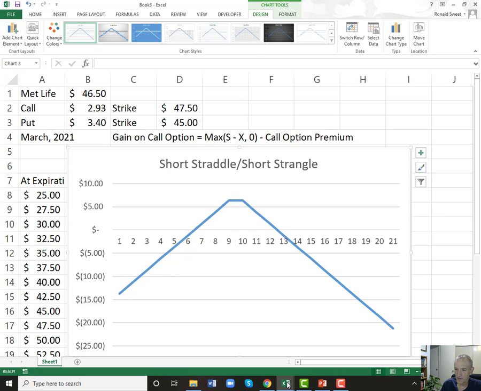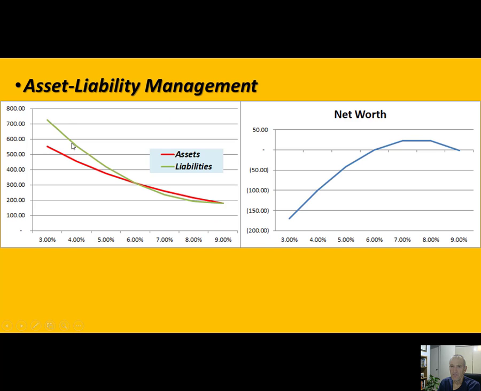And let me demonstrate this to you. When you have the assets and liabilities for an annuity, the red is what the assets do when interest rates rise or fall. So here's our starting point at 6%. Interest rates fall, interest rates rise, that's what the assets do. Here's what the liabilities do.